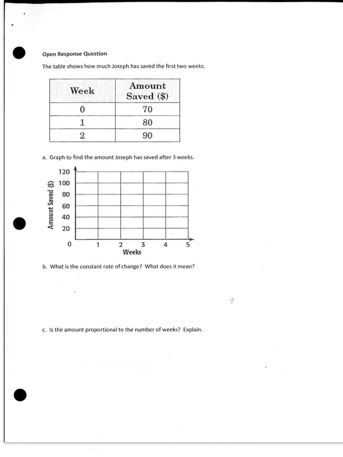Okay, so the table shows how much Joseph has saved the first 2 weeks. Part A, graph to find the amount Joseph has saved after 3 weeks. So you're going to look at the table and then you're going to determine how much Joseph is going to save after 3 weeks.